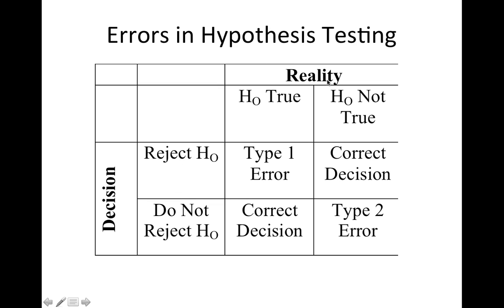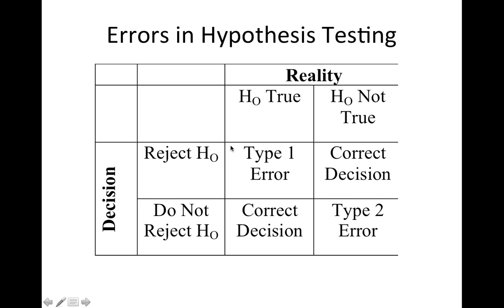Now, in reality, there could be two states of affairs. We don't know which one of these is true. If we did, we wouldn't be doing a hypothesis test in the first place. If we were an omniscient being and knew the state of the world, then we could determine whether the null is true or the null is false. But we don't know whether the null is true or false.